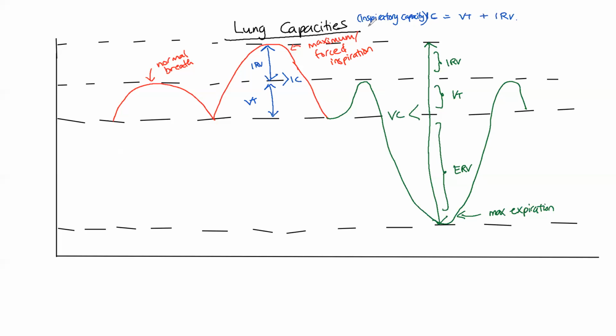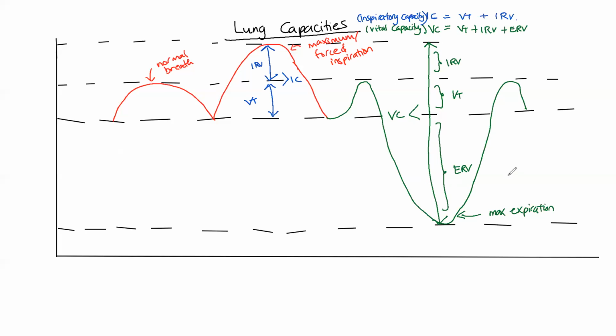Okay, so I'll put up here in our little key, vital capacity is our tidal volume plus our inspiratory reserve plus our expiratory reserve. Okay, I hope that's clear there.